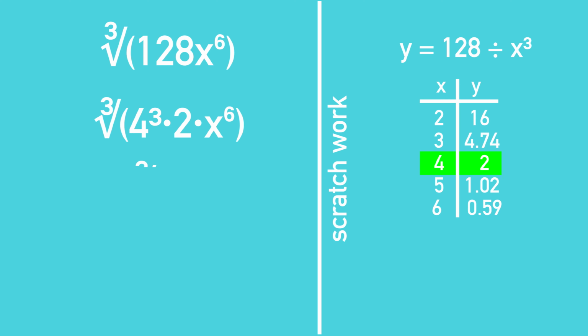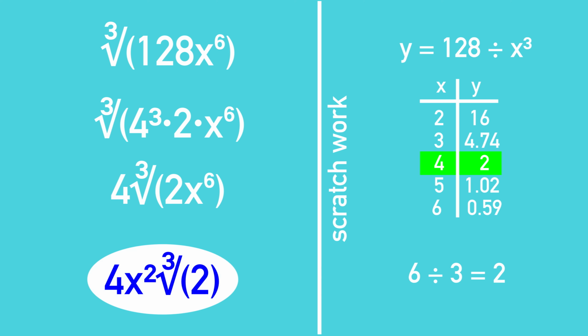Now, that means that 4 to the 3rd can be simplified to just 4, and brought out of the radical as a coefficient, while 2 has to stay inside the radical because it does not have the exponent of 3 to cancel with the radical's index of 3. Next, we will take care of the variable. 6 divided by 3 is 2, so the variable completely simplifies, giving us 4x squared times the third root of 2.